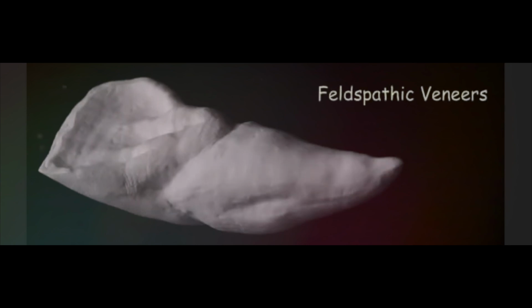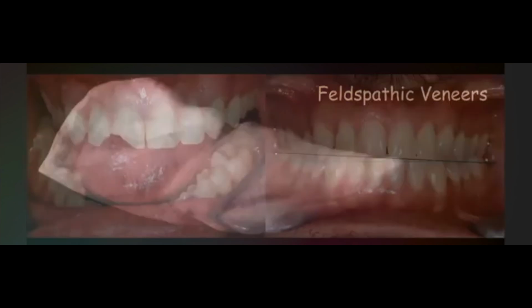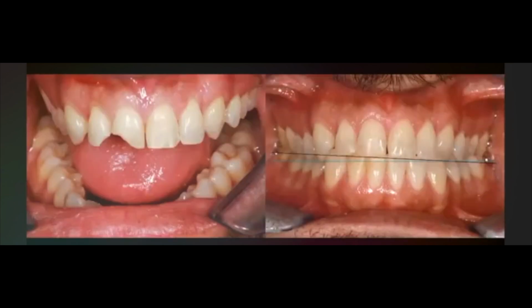So let's see some cases now with feldspathic veneers on refractory. First case, he's a young man, he had an accident. He broke the lateral and central, 12 and 11. And then the dentist made some composites, but with this opportunity, he wanted to correct his smile line.